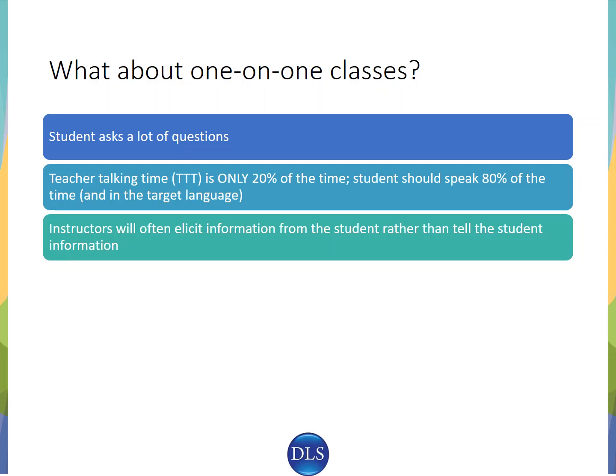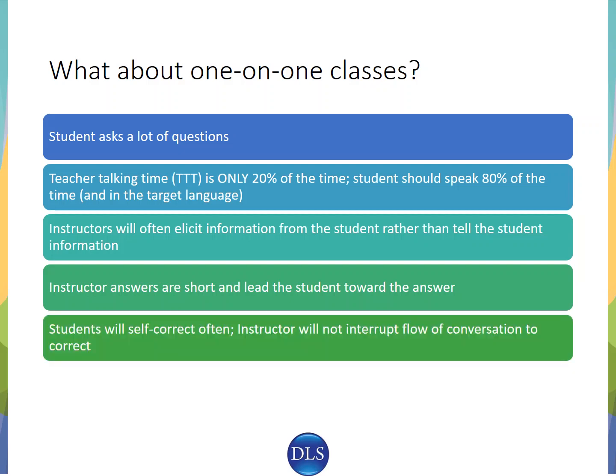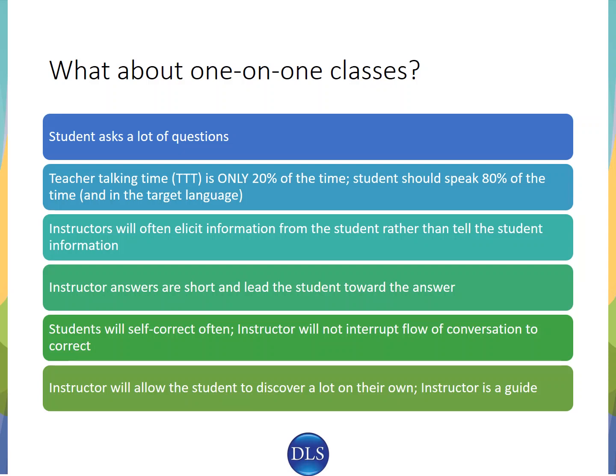Instructors can elicit information from the student rather than telling information to the student. Similarly, the instructor's answers can lead the student towards the correct answer rather than revealing it outright. The student can make self-corrections instead of the instructor interrupting the flow of conversation to correct the student. The student can be allowed to discover a lot on their own, with the instructor acting as a guide.